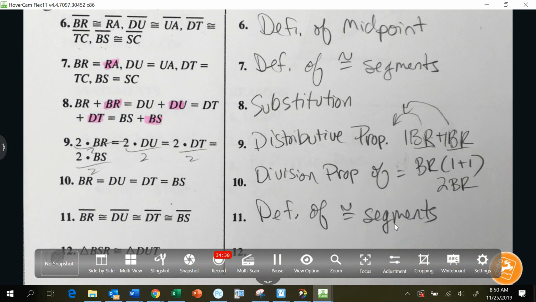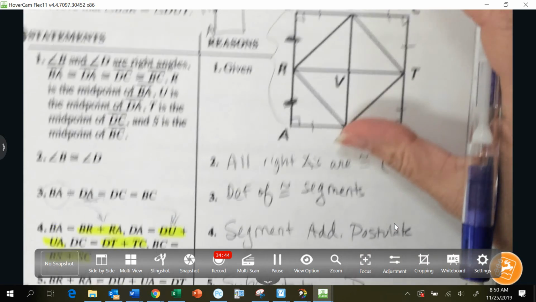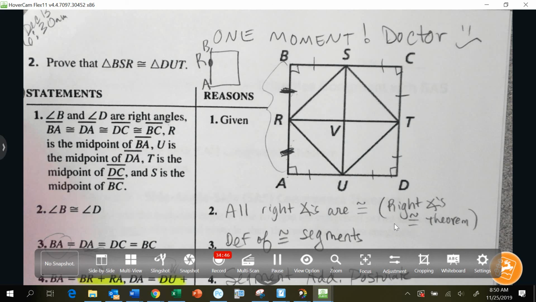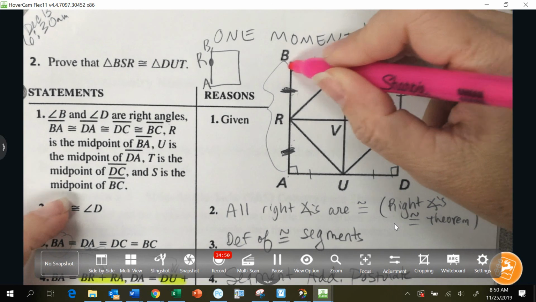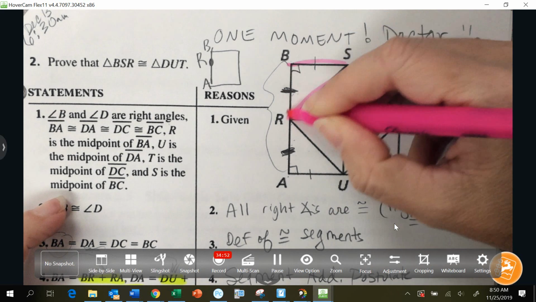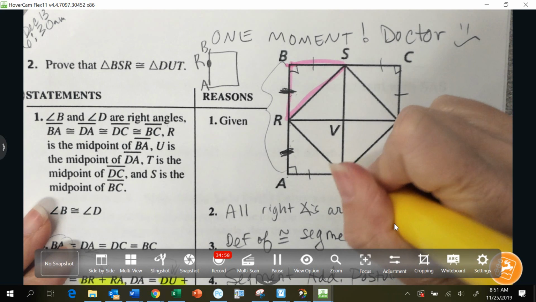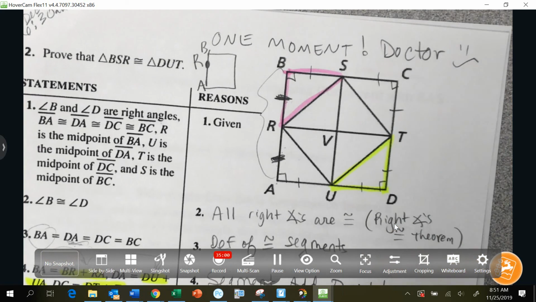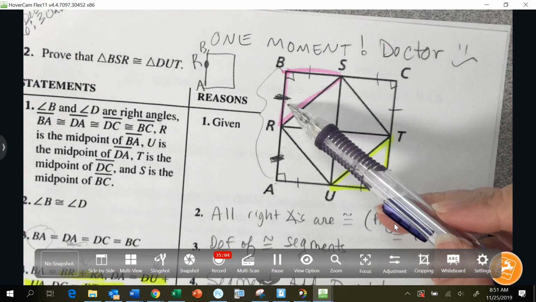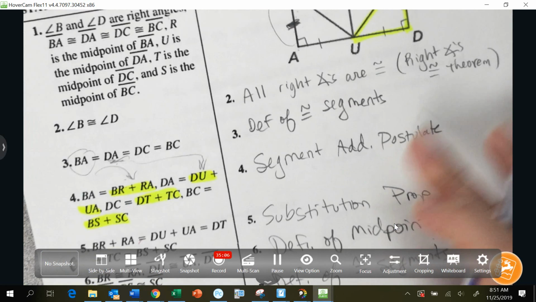Okay, and then finally, triangle BSR congruent to triangle DUT. I never even marked what I was proving in the first place. What is it, BSR? Congruent to triangle DUT. What do we have to prove these congruent? That's a yes.